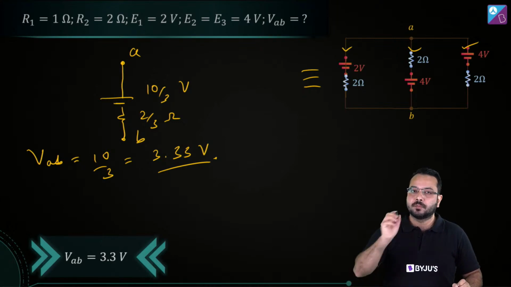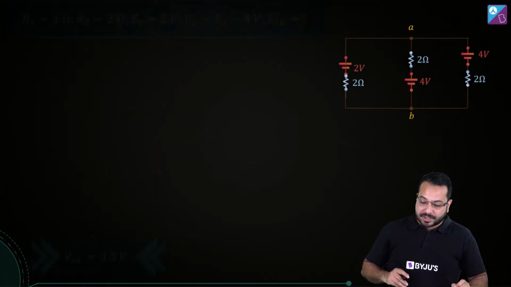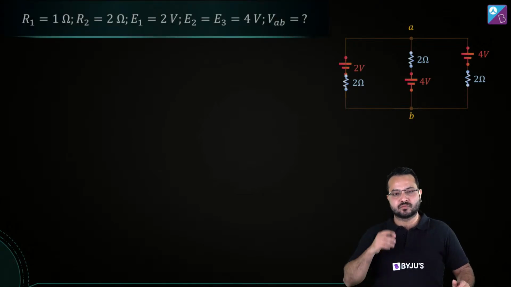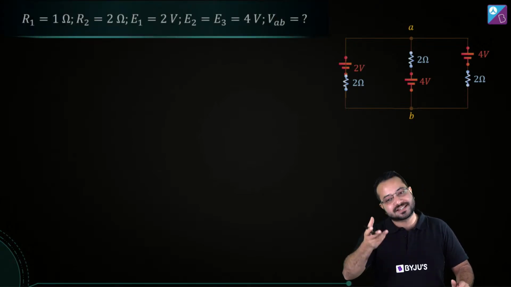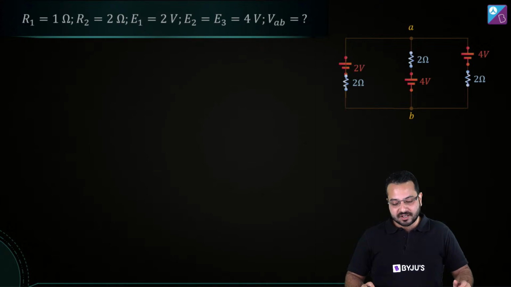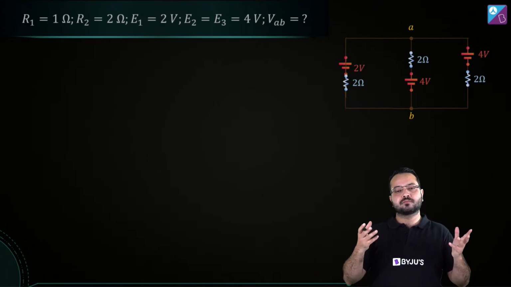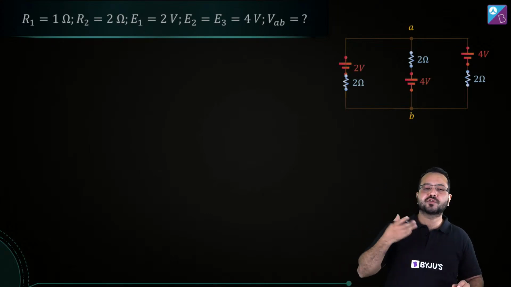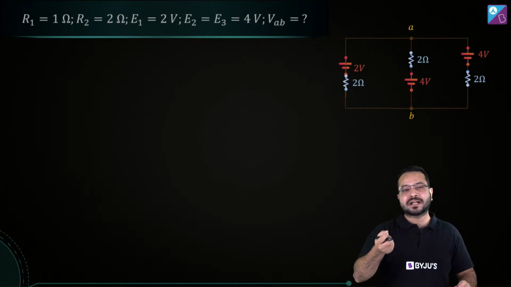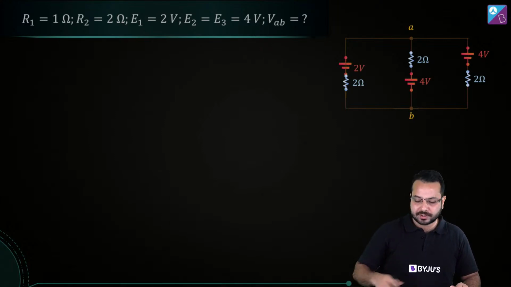Clear? Perfect. Now I'm going to give you another method which is still better than KCL, KVL. This method is called superposition. In this particular question, superposition is also going to help. It is going to be slightly more tedious than the previous method, but we can use superposition also, and I'm going to show you.